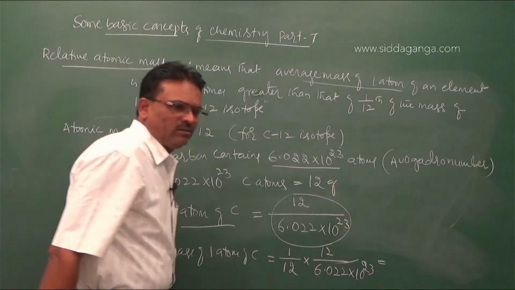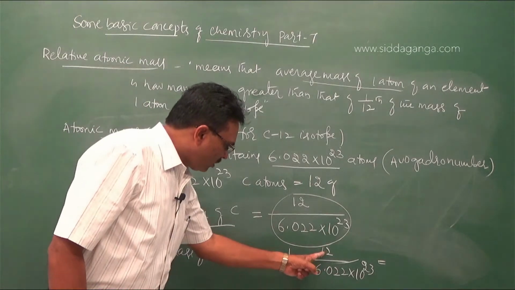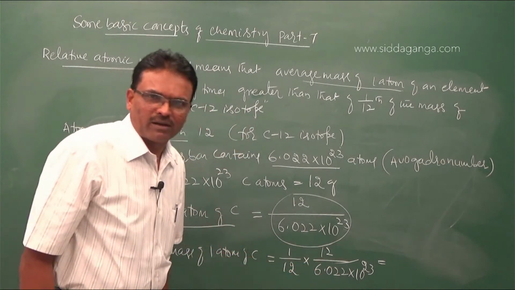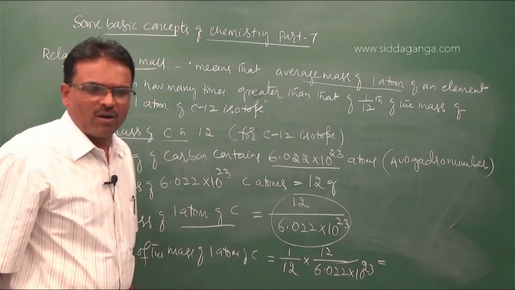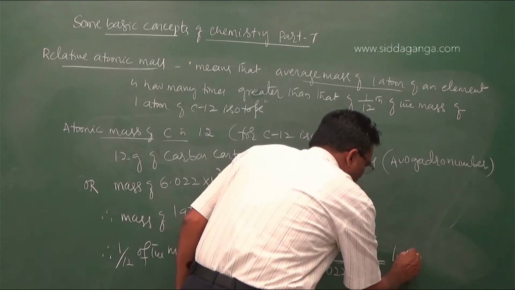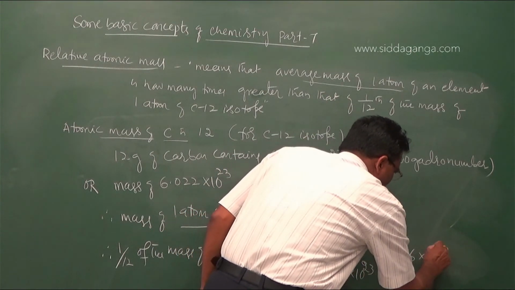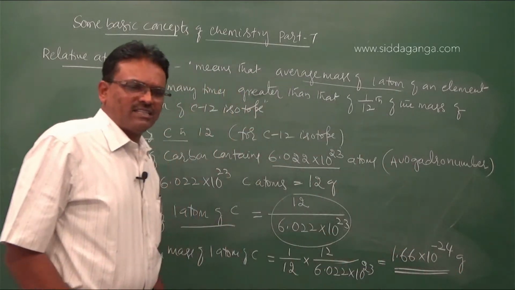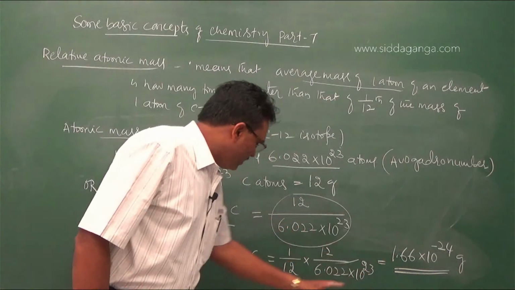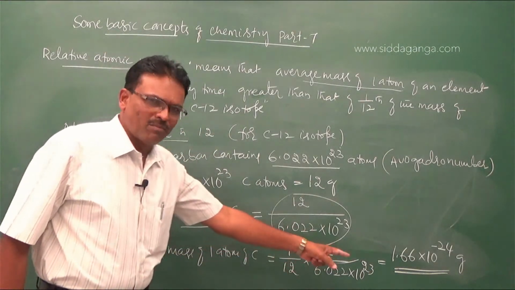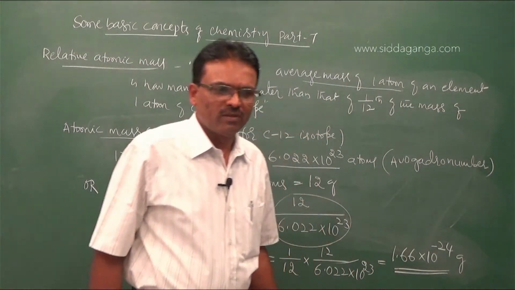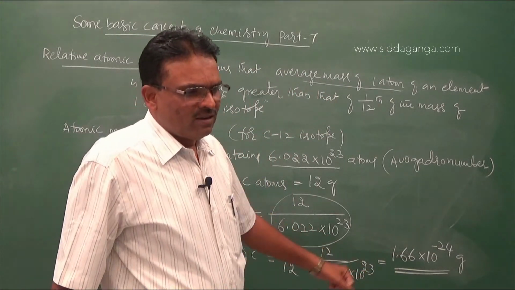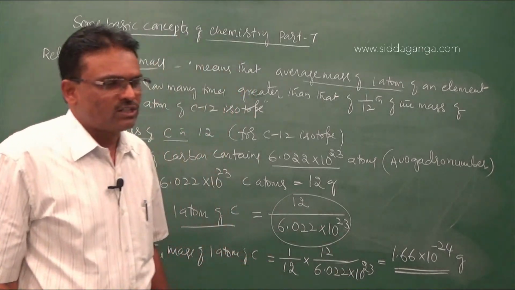This is equal to, so look here, 12 cancel each other. So we get the reciprocal of Avogadro number. This reciprocal of Avogadro number gives 1.66 into 10 to the power of minus 24 gram. This is 1/12 of the mass of one atom of carbon 12 isotope.